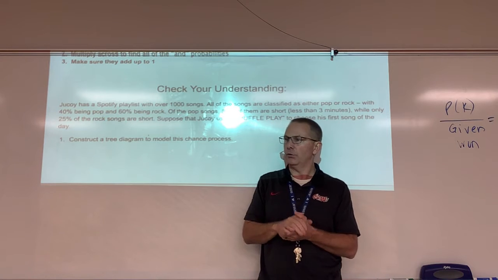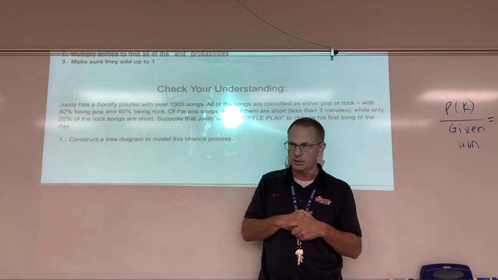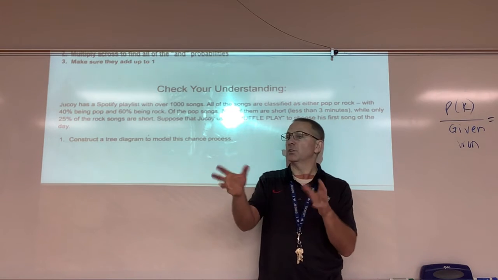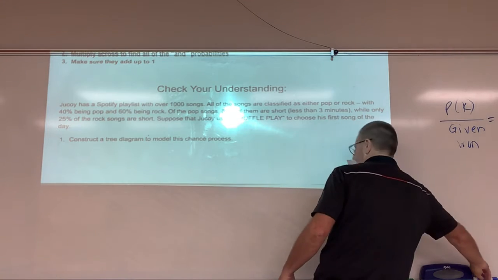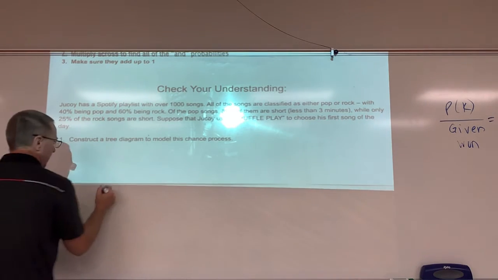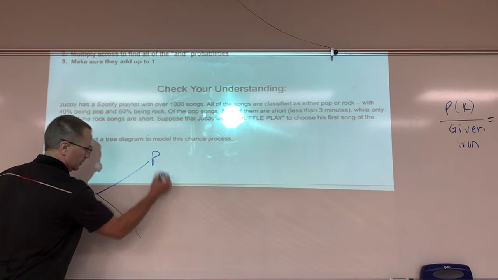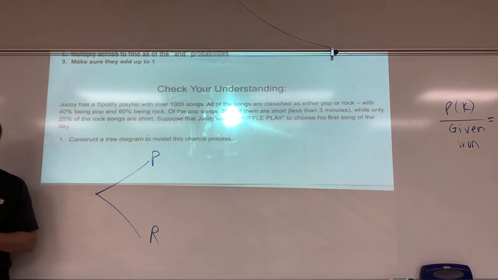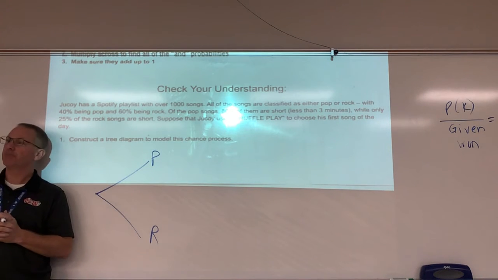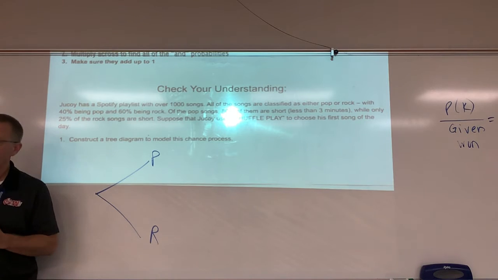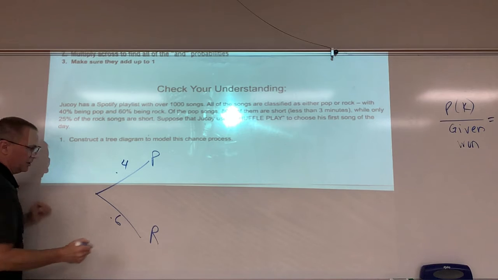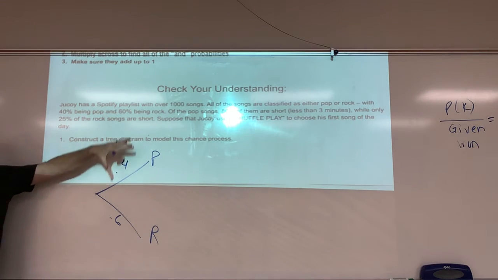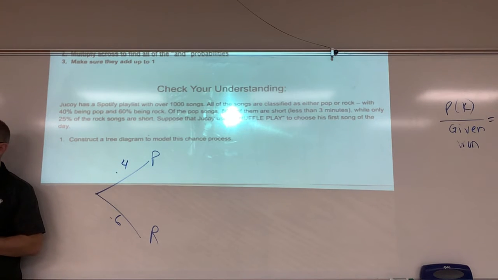What are the 2 or 3 or 4 main subjects? 40% pop, 60%. The subjects, pop and rock, right? So we're going to write, there's 2 of them. You have pop and rock. And then what did you say the percentages were for pop and rock? 40 and 60. 40% for pop? Okay, which means you have 60% for rock. Each group of branches should add up to 1.